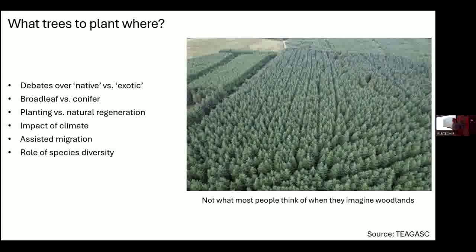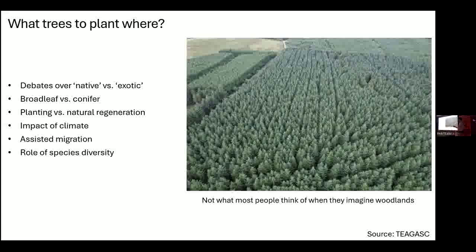In line with that, the idea of assisted migration. So do we project forward as to what the climate might be like in the next 50 years and bring in drought and heat tolerant trees from Southern Europe to replace what we're likely to lose in terms of our native species? And then, the role of diversity.